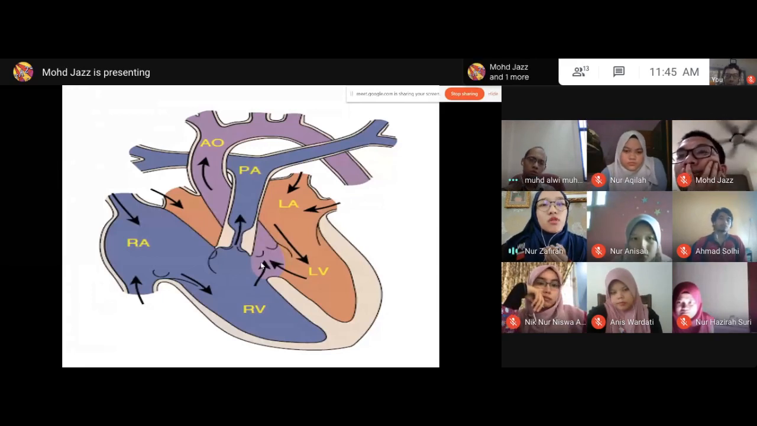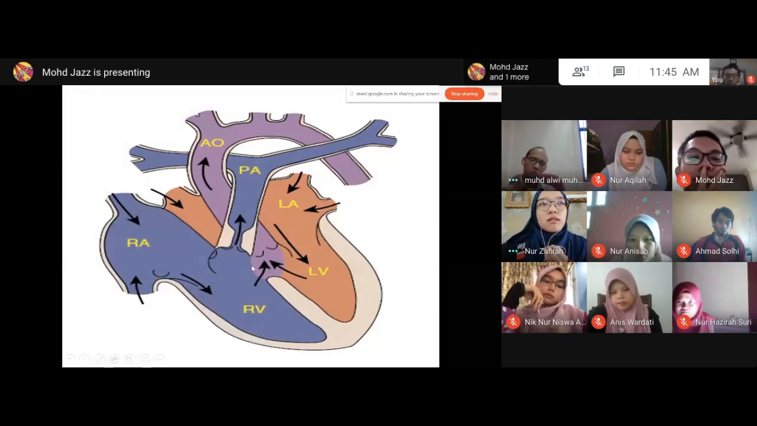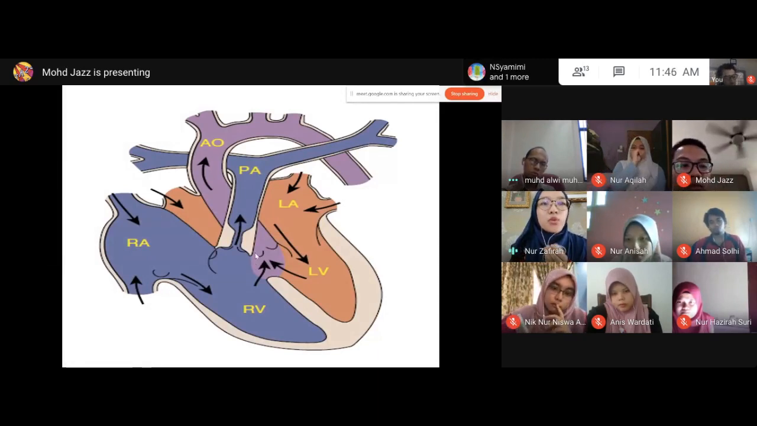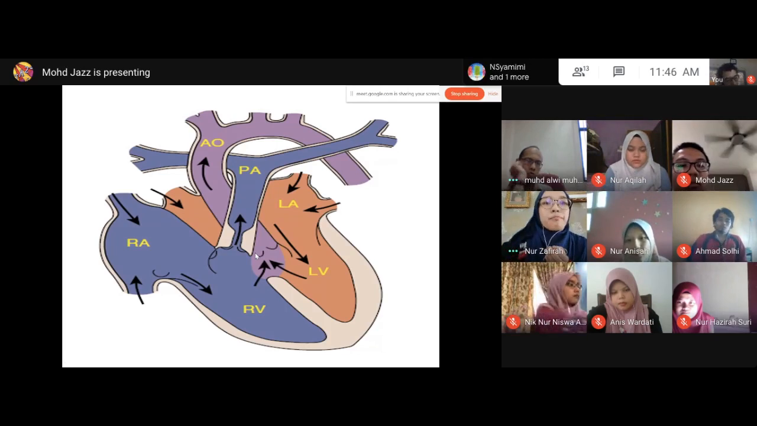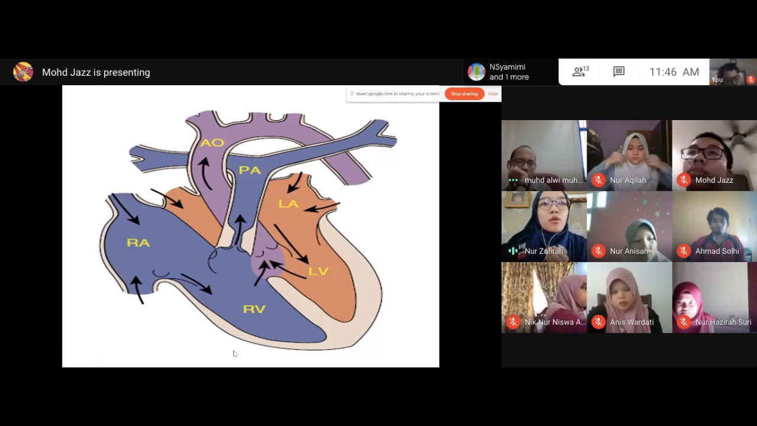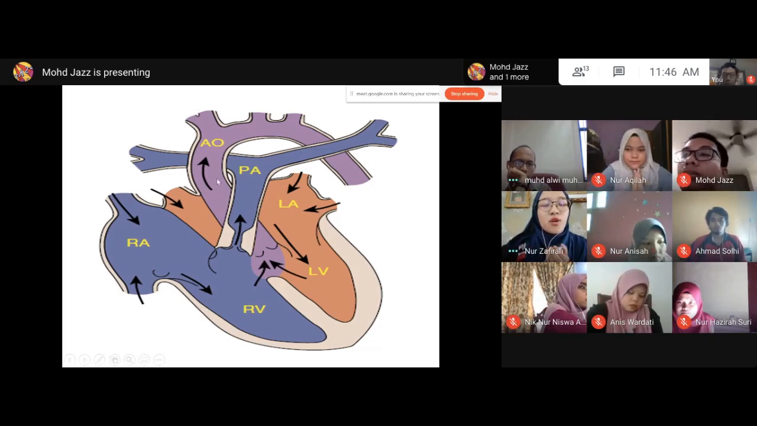So usually the presentation of tetralogy of Fallot is later. And the acute one usually occurs with cyanotic spells. So that's for tetralogy of Fallot, the physiology of tetralogy of Fallot.